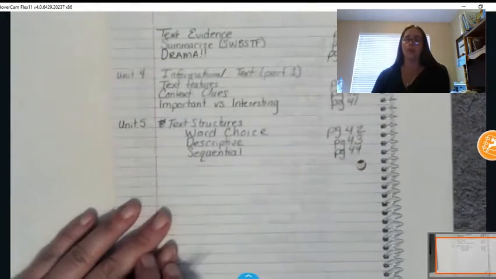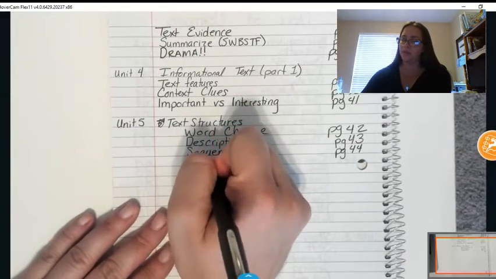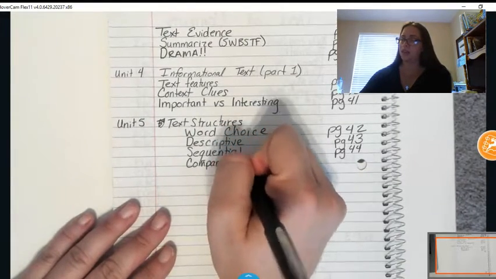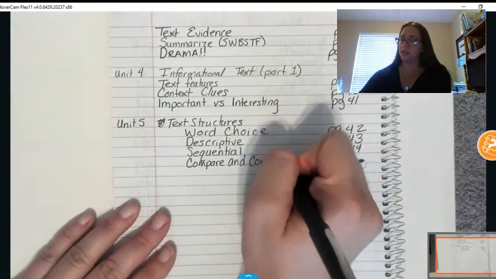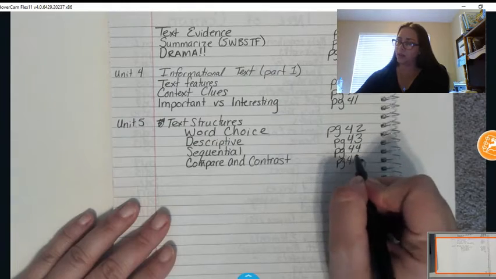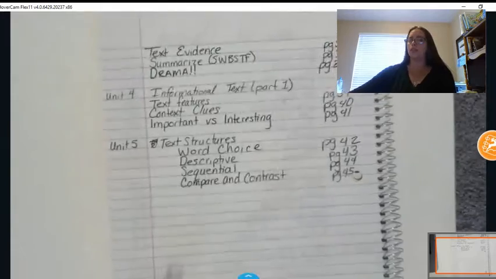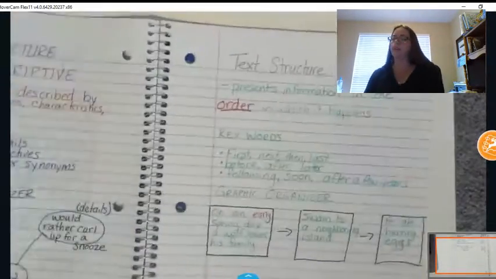So make sure you have your reading notebook, and I've opened this up to my table of contents. I'm going to go ahead and write compare and contrast. And this is going to be on my page 45. So go ahead and get that done. And then once you've written that into your table of contents, flip over and you're going to go to page number 45. So here's our text structure, descriptive, sequential, and that was on page 44. So here I am going to page number 45.